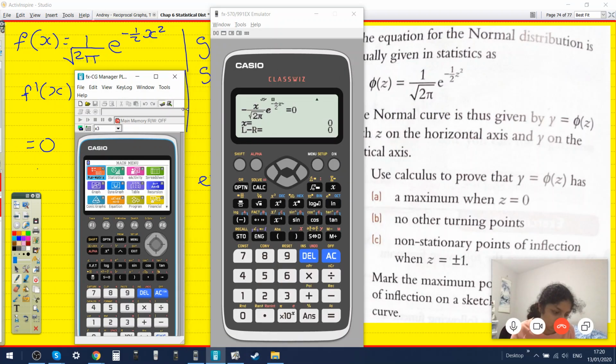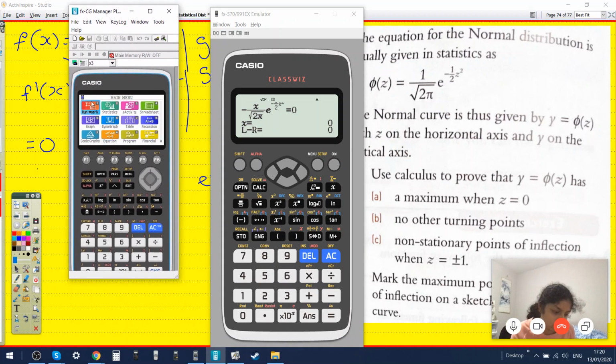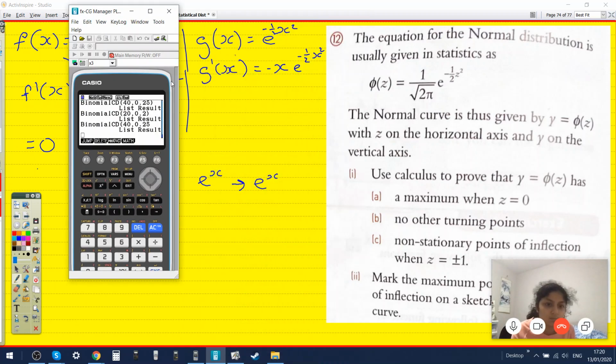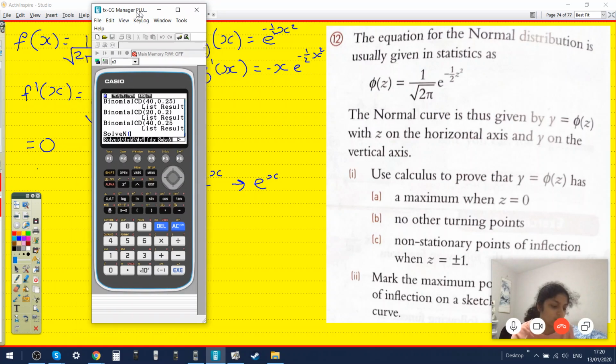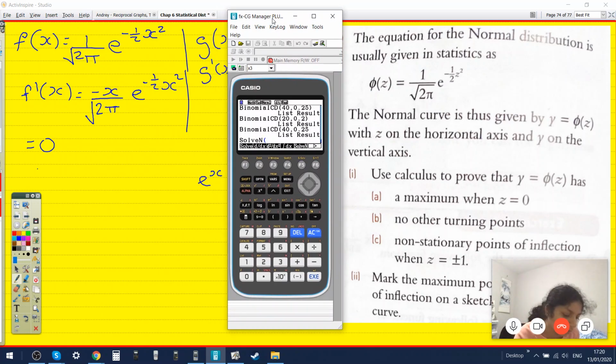So on your one, it is run matrix, or we could use solver, whichever. If you do run matrix, maths, is it maths? Let me try again. Option calc. Yes, solve n. And then you just put it in there. Solve n, okay.